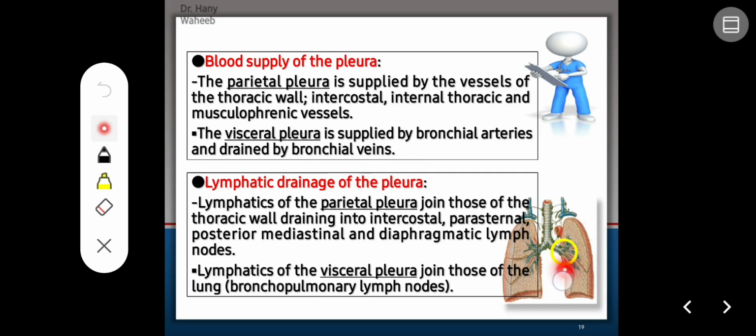Here, the bronchopulmonary lymph nodes drain the visceral pleura, while other lymph nodes of the thoracic wall drain the parietal pleura.